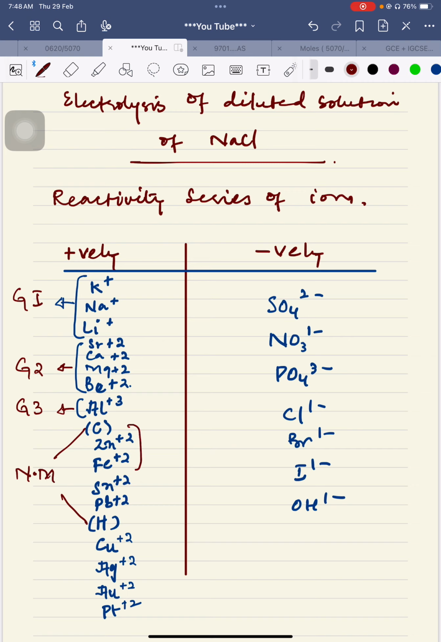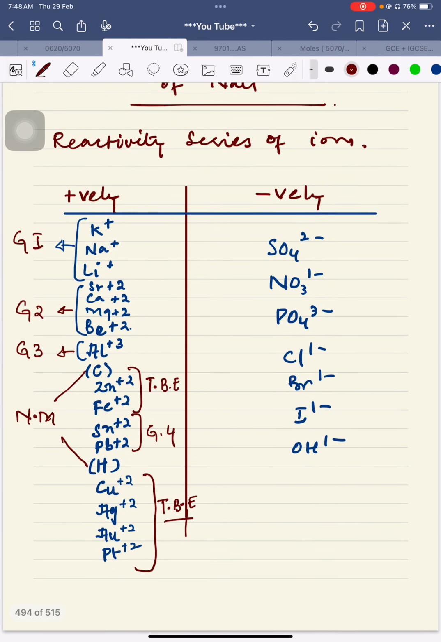What about zinc and iron? These are the transitional block elements. So TBE represents transitional block elements. Tin and lead are group number four, whereas copper, silver, gold, and platinum are also transitional block elements. Okay, so this is how the reactivity series is written.